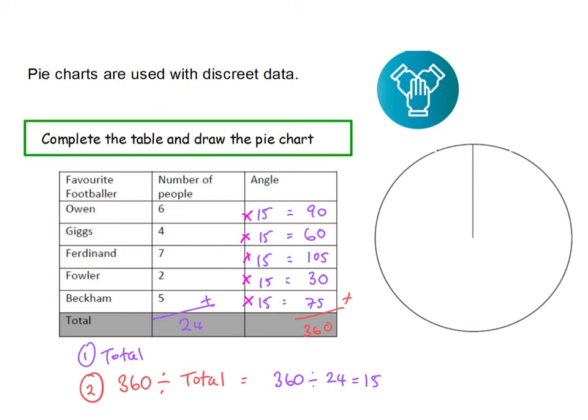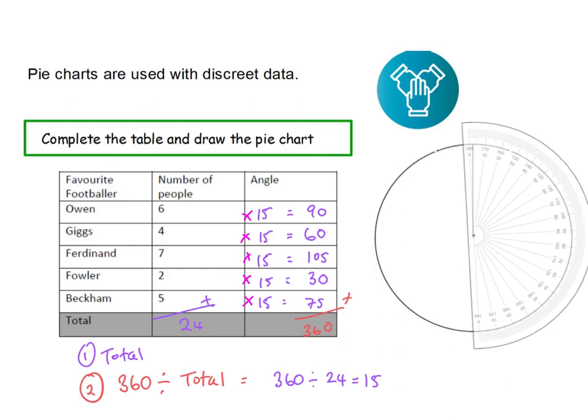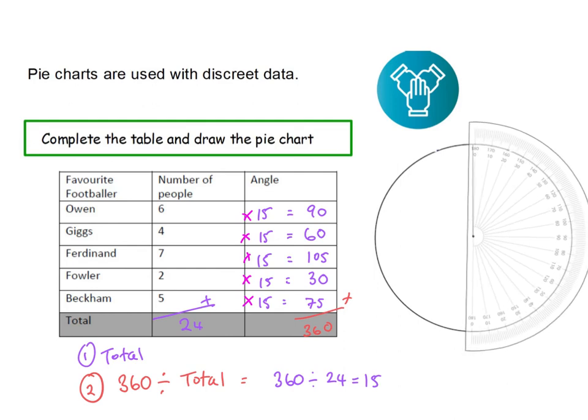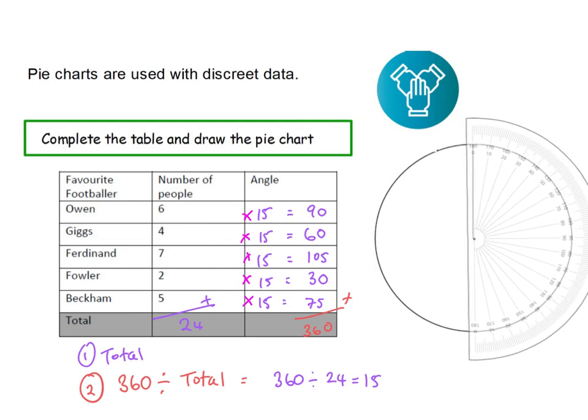So we're now going to draw the pie chart with the protractor. You need to draw yourself a circle with a line from the centre to the top. Do your best to get that centre point correct, and then we need the protractor to start to draw. So remember to put your protractor on the centre and make sure the 0 is lined up. And we're going to start by measuring 90 degrees.